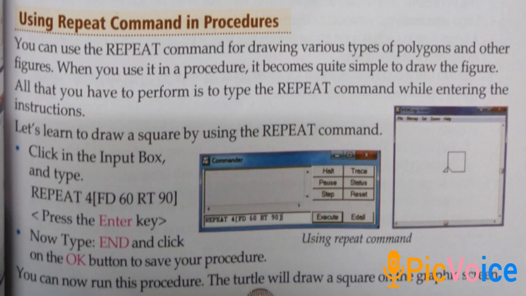Click in the input box and type repeat 4 [FD 60 RT 90]. Press the enter key. Now type end and click on the OK button to save your procedure. You can now run this procedure. The turtle will draw a square on the graphic screen.